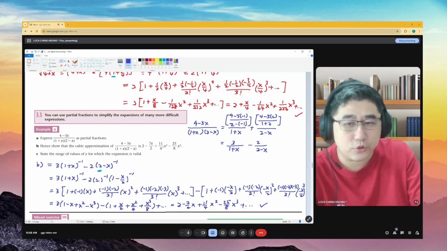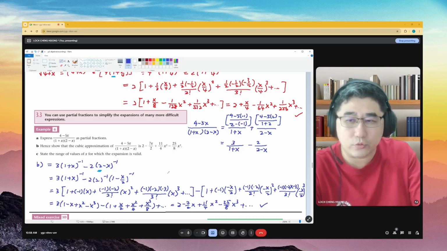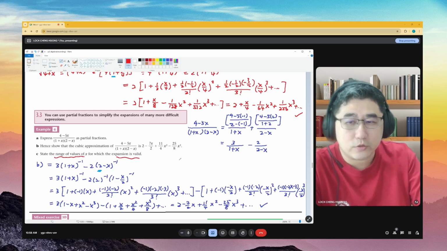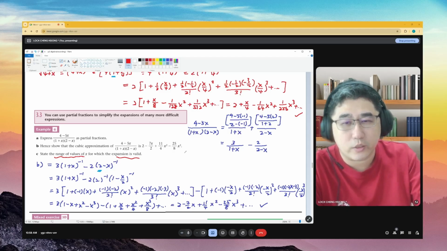Okay, so this will be how you do your working. Find the range of x for which the expansion is valid. You can see you have two expansions here. One is for the (1 + x)^(-1), one is for the (2 - x)^(-1).